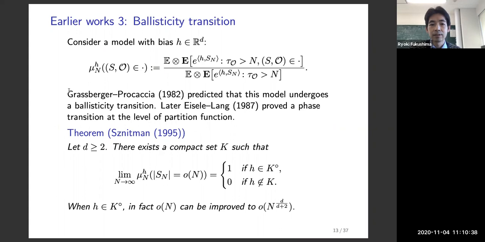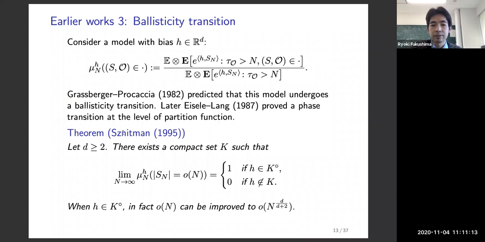And the predicted phase transition by Grassberger and Procaccia was made precise by Sznitman in 1995 in the following sense. So d is greater than or equal to 2, and there exists a compact set K. This measures the size of the bias, such that if H is in the interior of K, then this S_n is sub-ballistic under this bias measure. And if H is outside K, then it is ballistic. So it's a phase transition.